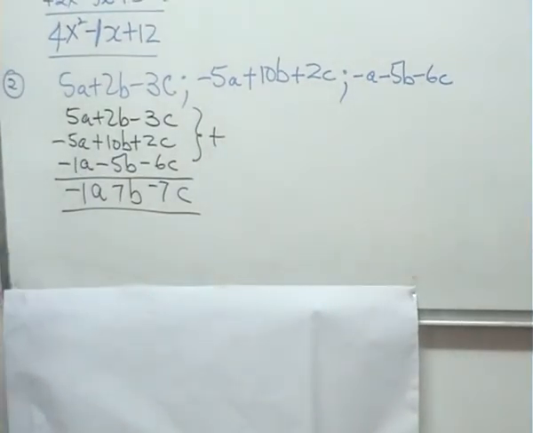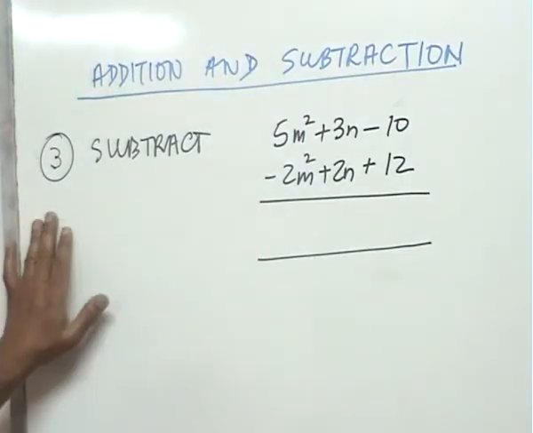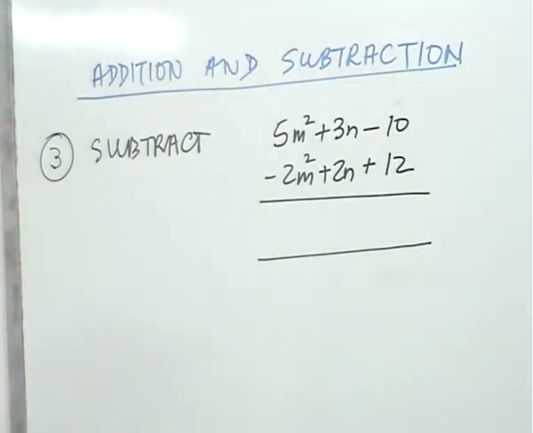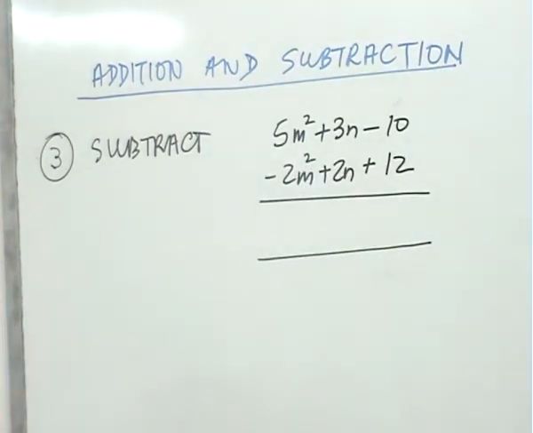Alright, so I've done two addition examples. What I'm going to do now is I'm going to do a subtraction example. Okay, so number 3, we want to subtract. In this example, we're very lucky. Everything is set for us and we just have to subtract. Now, if you have to subtract, you have to remember what we learned before.